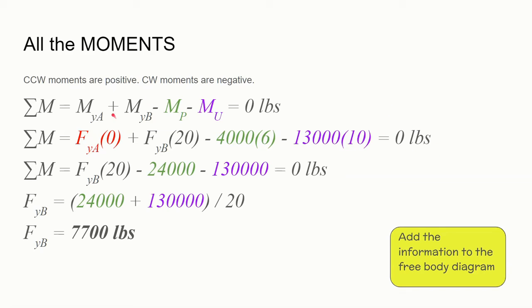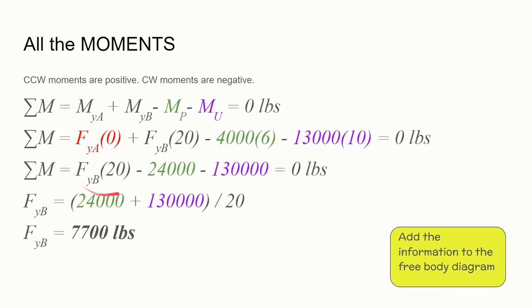Notice that these are going counterclockwise. They push up in our diagram. These push down, so these two are negative. This one goes up. These go down. All right? So that's why we have positives here and negatives here and here. All right, so we're going to get rid of that reaction force at A. That means reaction force at B times 20 minus 24,000 minus 130,000 from this equals 0.